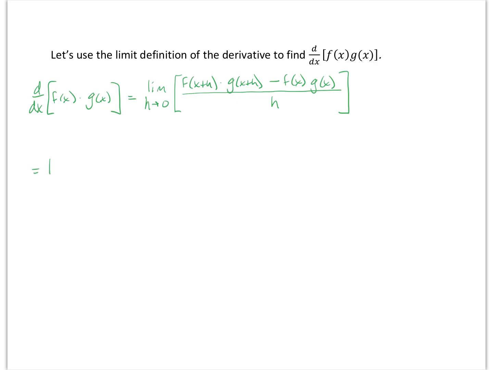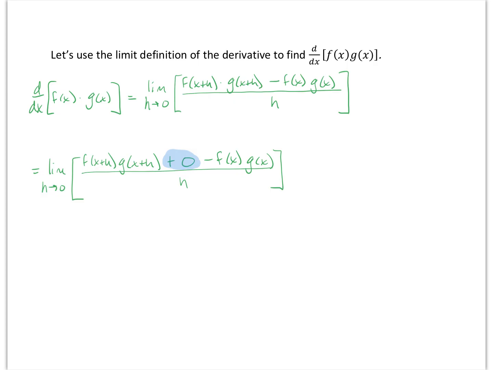So this is going to be the limit as h goes to 0 of f of x plus h times g of x plus h plus 0 minus f of x times g of x all over h. Okay. Haven't changed a thing except put in plus 0. So that does not change the value of anything.